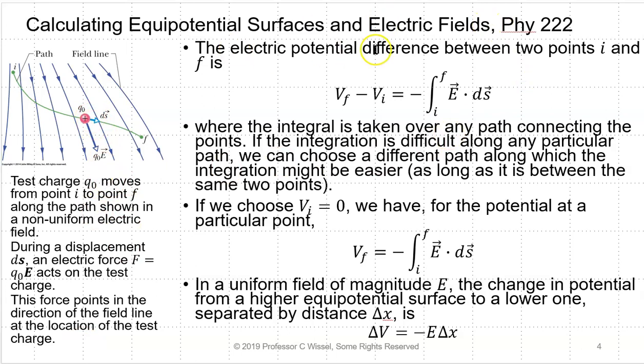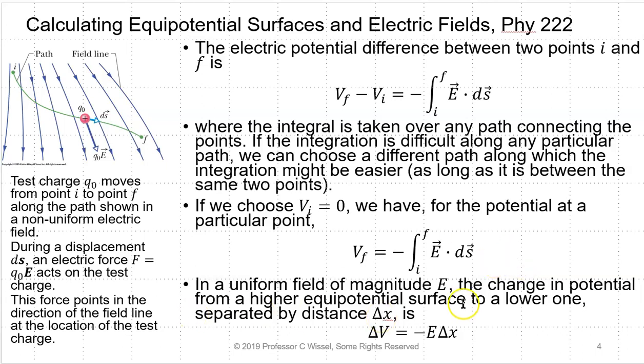Okay, so the electric potential difference between 2 points I and F is Vf minus Vi equals minus the integral from I to F of E dot ds, where E and s are both vectors, when the integral is taken over any path connecting the points. Now, it doesn't matter what path it is because, remember, this is path independent. If the integration is difficult along any particular path, we can choose a different path along which the integration might be easier, as long as it's between the same 2 points. If we choose Vi equals 0, we can have, for a potential at a particular point, Vf equals minus the integral from I to F of E dot ds.